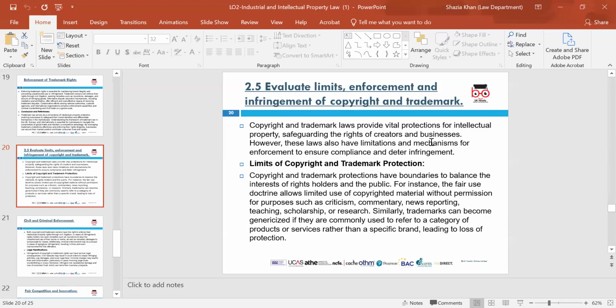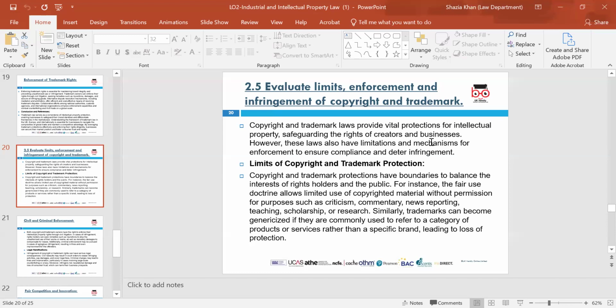2.5, evaluate limits, enforcement, infringement of copyright and trademarks. Copyright and trademark laws provide vital protection for intellectual property, safeguarding the rights of creators and businesses. However, these laws also have limitations, and there are mechanisms for enforcement to ensure compliance and deter infringement. Limits of copyright and trademark protection.